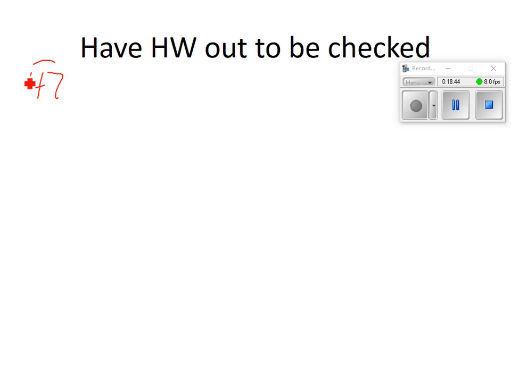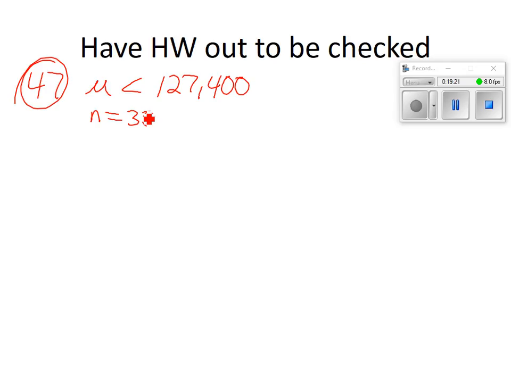47. Let's see. You believe the mean annual water usage of U.S. households is less than 127,400 gallons. So it's less than 127,400 mean usage. That's what we believe. You find a random sample of 30 households, so that's our N again. N equals 30. Have your calculators out. We are going to use calculators on some of the stuff today too, so it'll be a different test, and you got to be able to keep the kinds of tests straight.